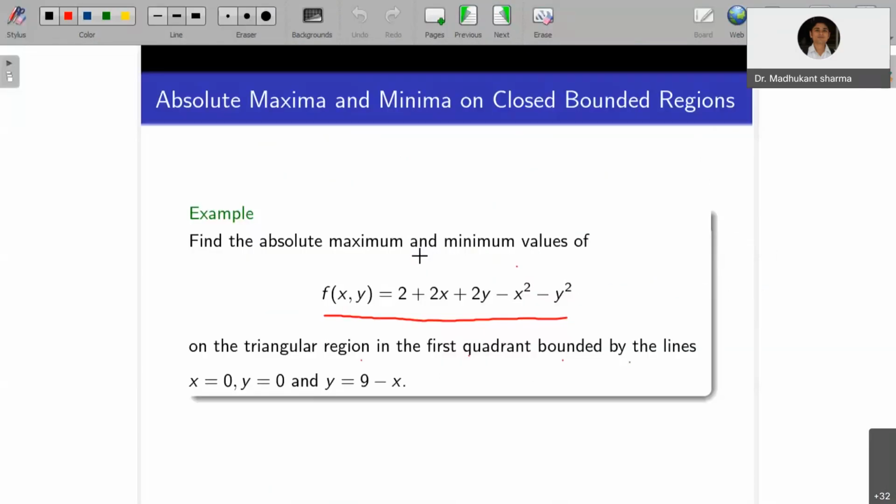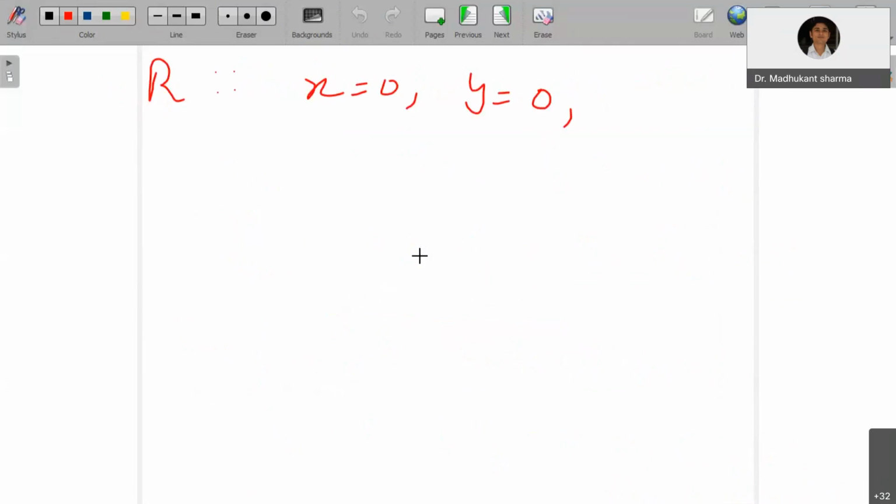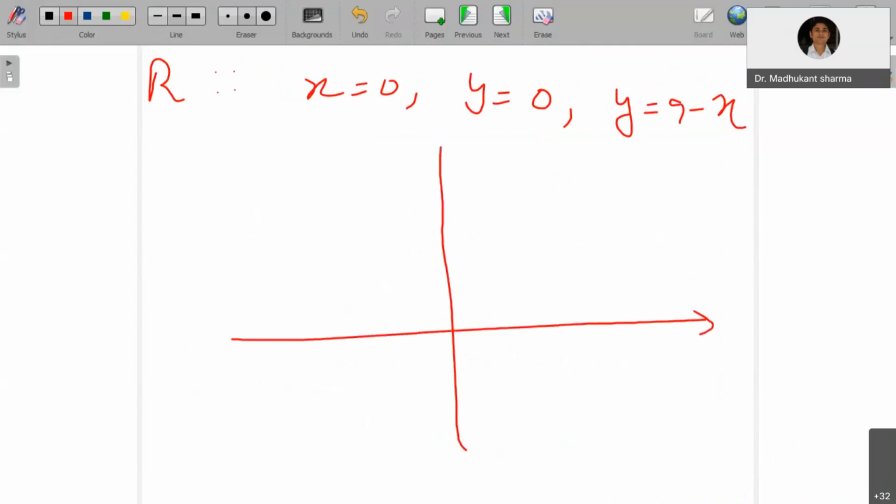And y equals 9 minus x. So you have this triangle region bounded by the lines x equals 0, y equals 0, and y equals 9 minus x. So at x equals 0, y is 9, and at y equals 0, x is 9. So you have this triangle.